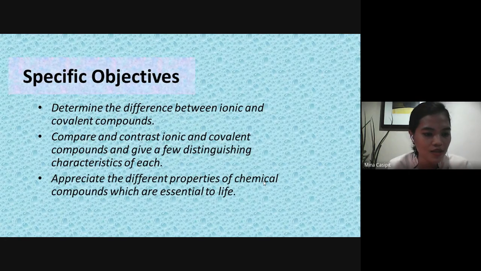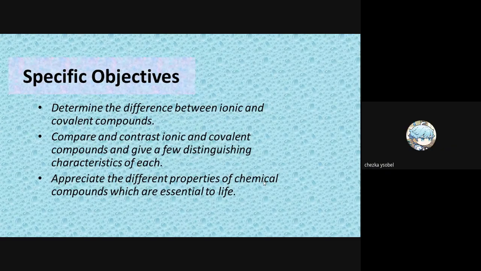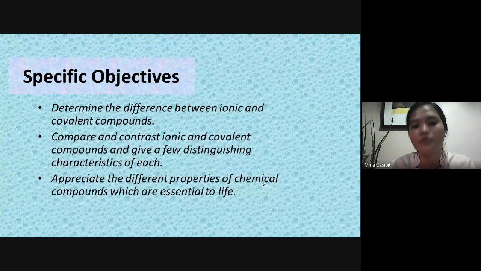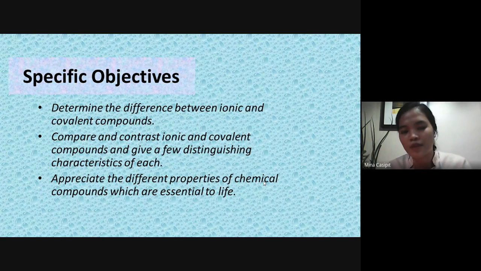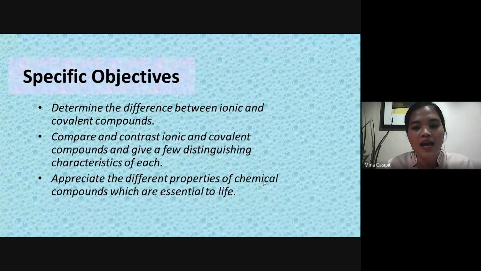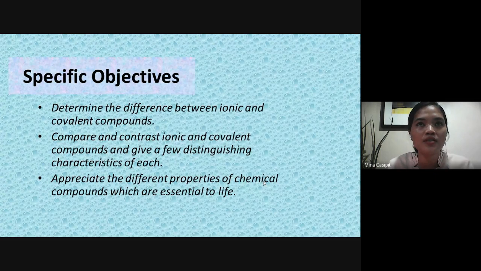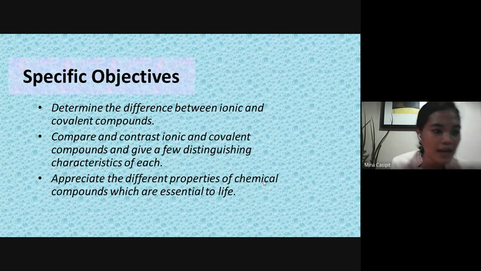Lastly, please read, Cheska. Cheska, please read the third objective. Appreciate the different properties of chemical compounds which are essential to life. Okay, so malalaman po natin at the end of the lesson kung ano yung iba-ibang properties ng ionic and covalent compound na makatutulong sa buhay po natin, or there are some ionic and covalent compounds na ginagamit or even nasa ating katawan. We will find them out.